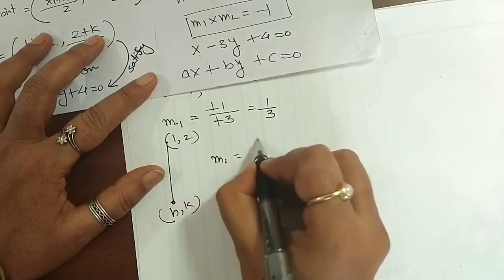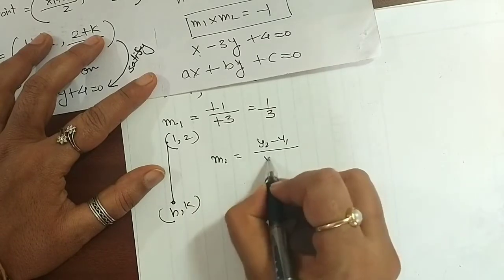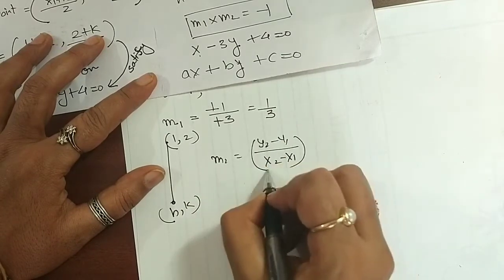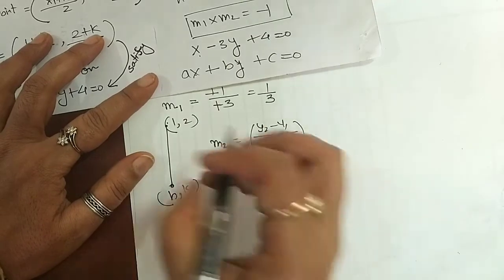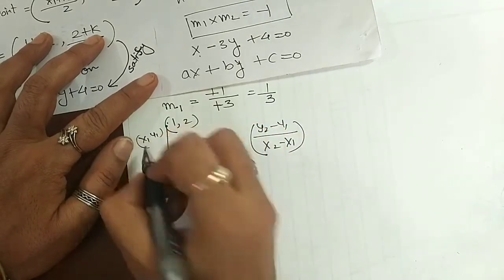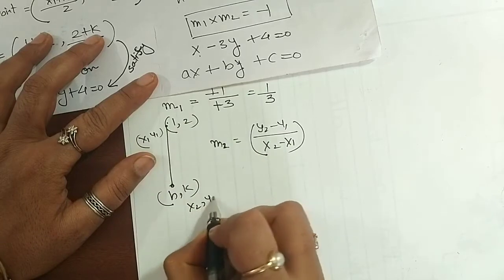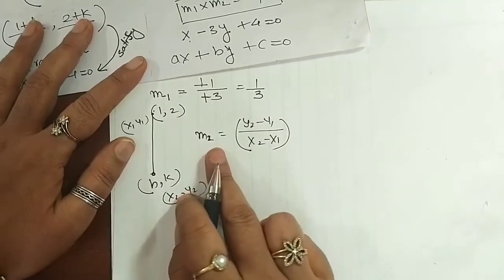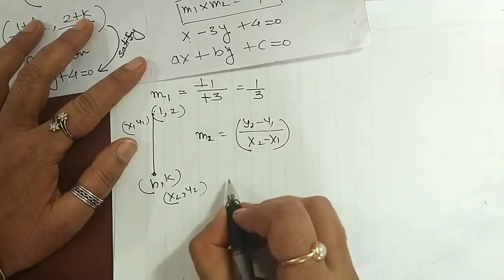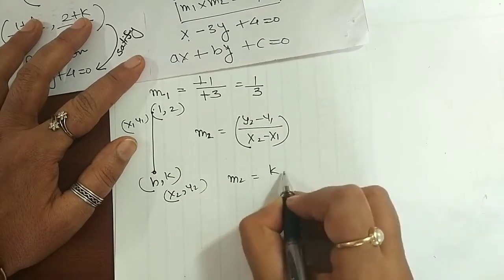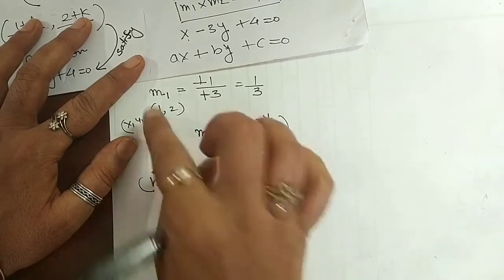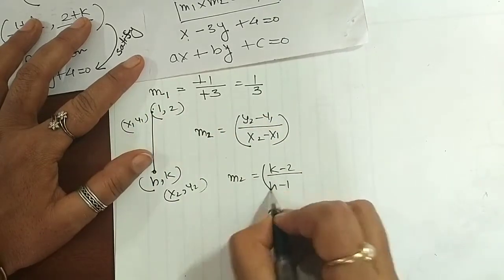So m2 is (y2 minus y1) by (x2 minus x1), correct? If 2 points are given, this is the equation of slope. Suppose this is x1, y1 and this is x2, y2. So what will be m2? y2 minus y1 is k minus 2, by x2 minus x1, which is h minus 1.